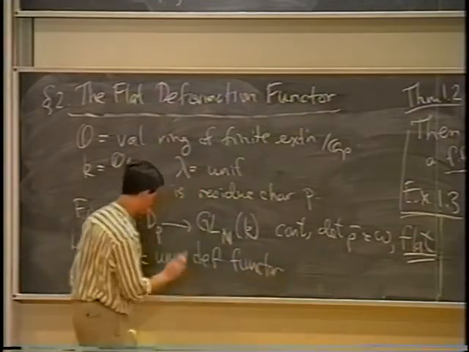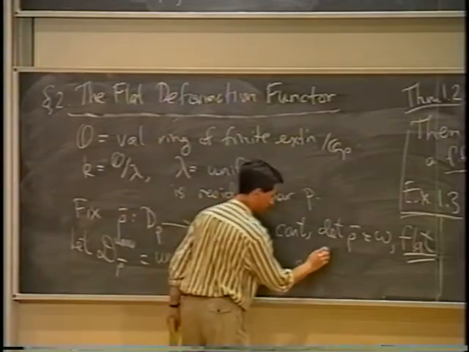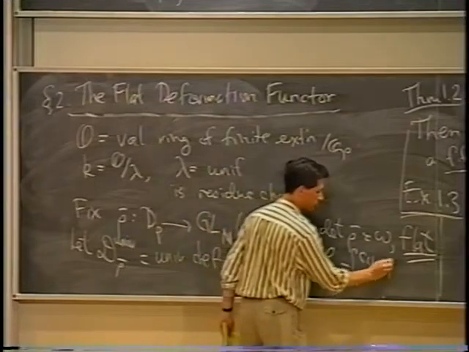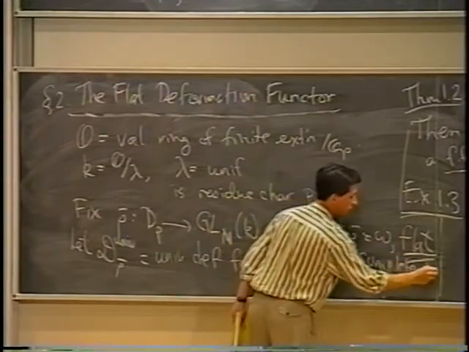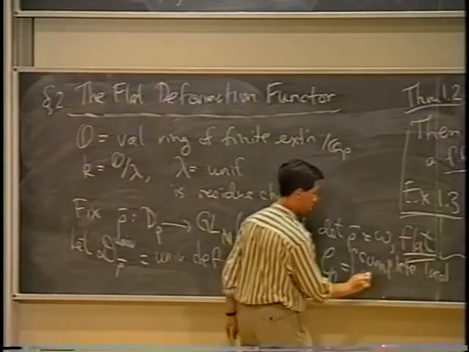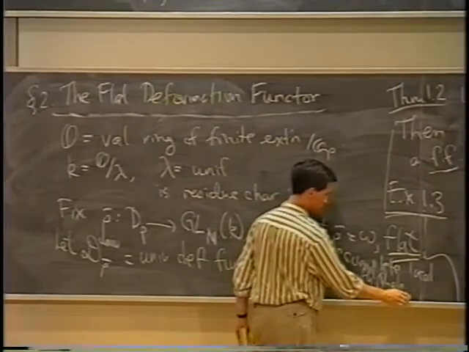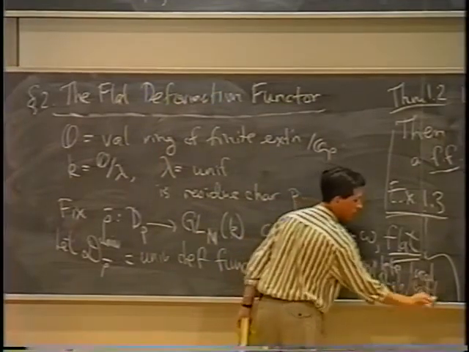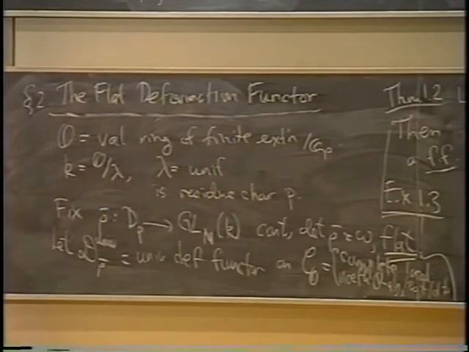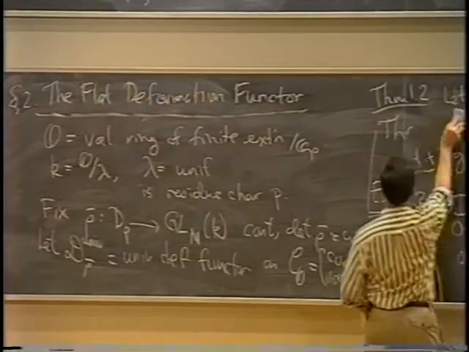We'll discuss the representability in a minute, but at least as a functor on the category C_O, complete local Noetherian O-algebras with residue field k. Okay. So that's the universal functor that we're going to consider.